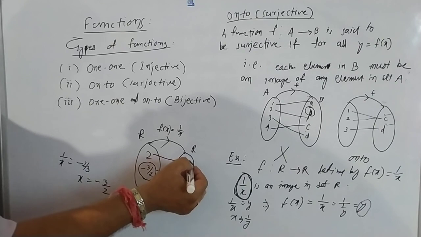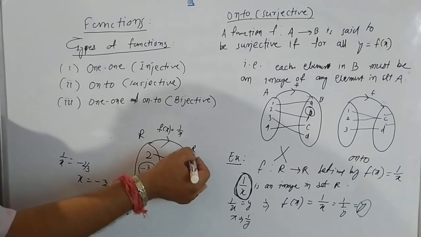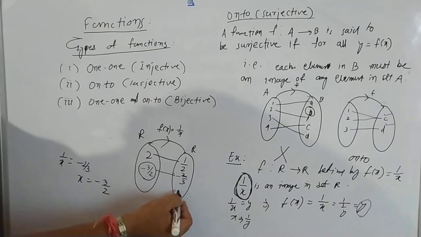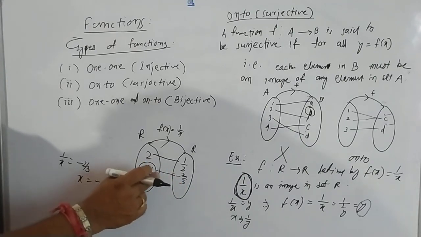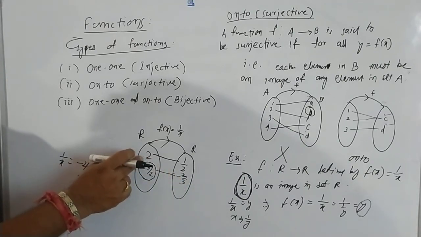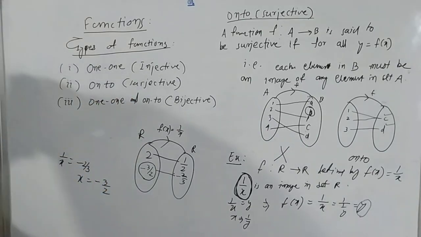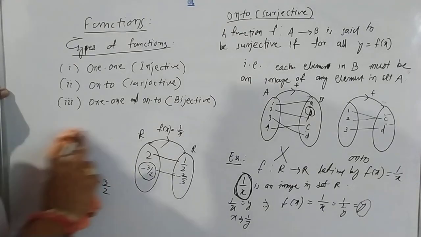So whatever numbers I take in R, in the real number set, it must be an image in this set. This is called onto or surjective. Understood?